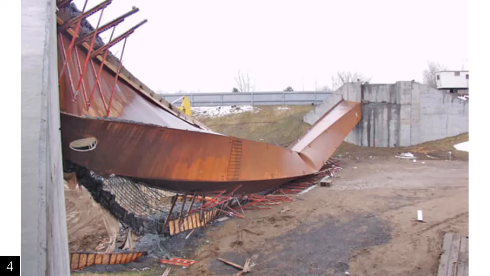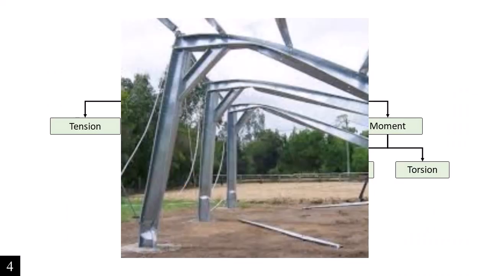If you see another video over here, you can see that the failure of this structure is also torsion. You can see that the beam is being twisted, so it loses the ability to carry the structure.